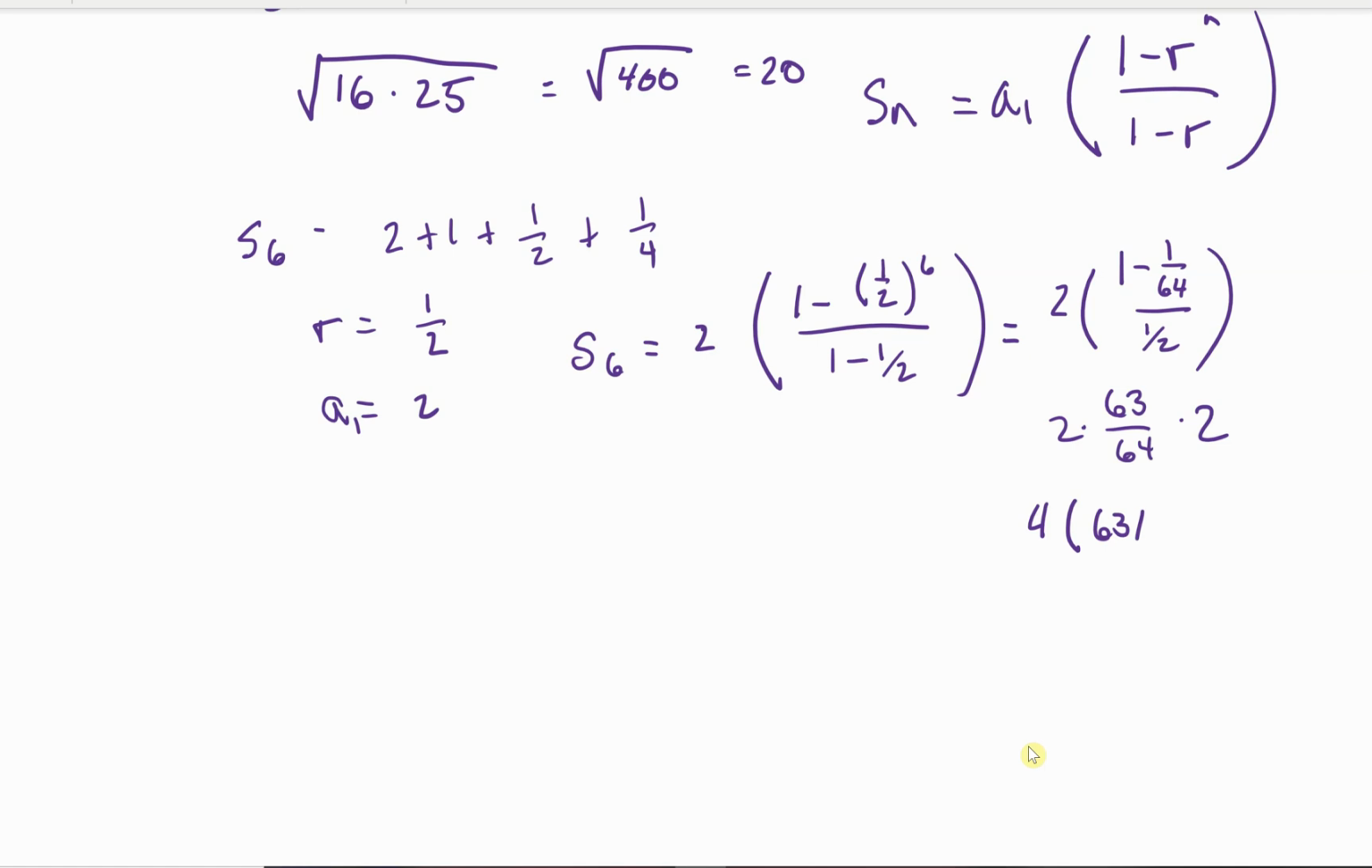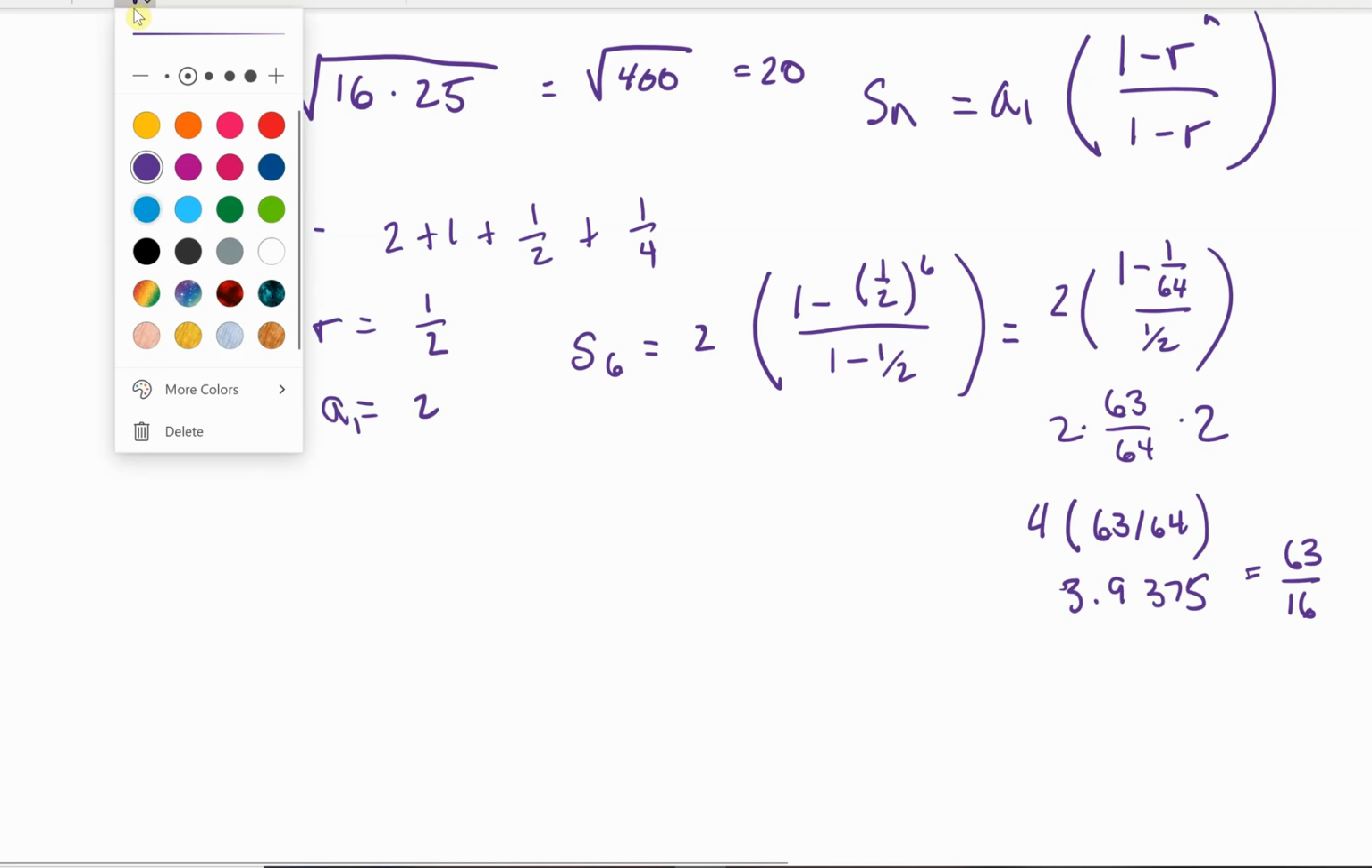If you type it in the calculator like this, you don't even need to use any fraction stuff. I get 3.9375, which is actually 63/16. Yeah. Not the nicest answer, but it is an answer.